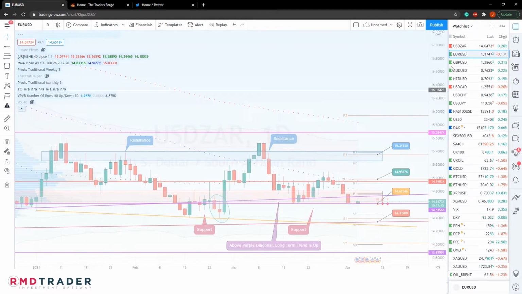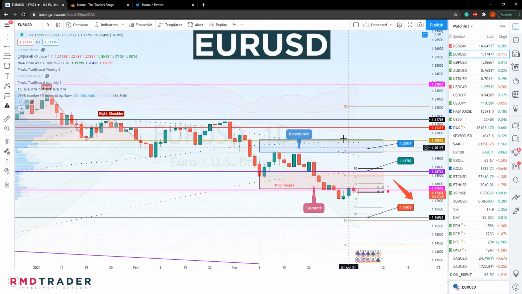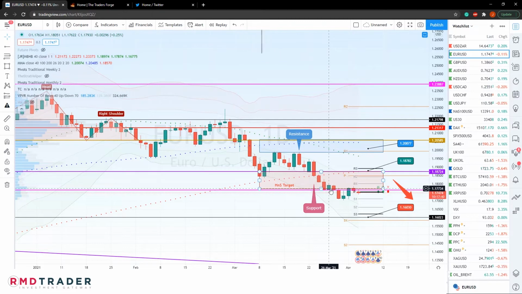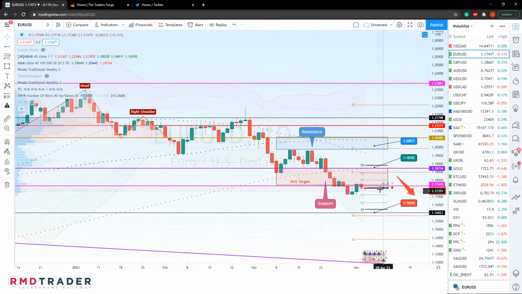Moving on now to the EURUSD. The EURUSD last week reached our head and shoulders target, but at this stage appears to still move further down, and I see there is some additional support from that level at about 1.603. That is just above our monthly S1 and just below the weekly S3.